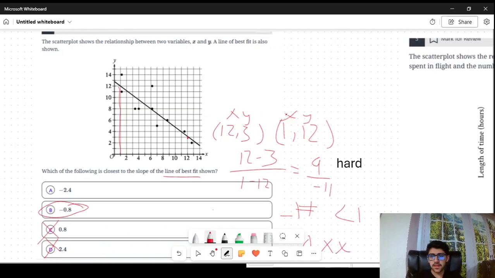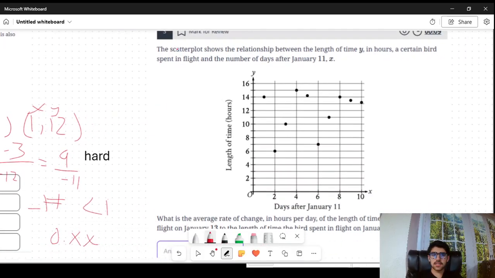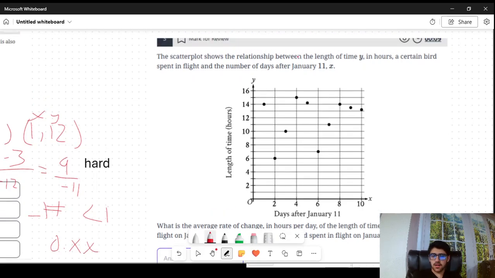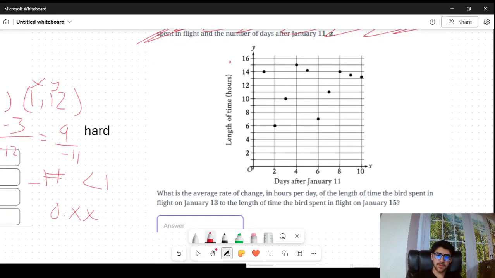And so this one, it tells us that the scatter plot shows the relationship between the length of time y in hours a certain bird spent in flight and the number of days after January 11th. So I just want to also reiterate, you do not need to read all the information in the word problems because sometimes you just don't have time. You can literally just look at the graph and see, okay, this is a scatter plot showing the relationship between days after January 11th and length of time. You don't need to read that to know that.